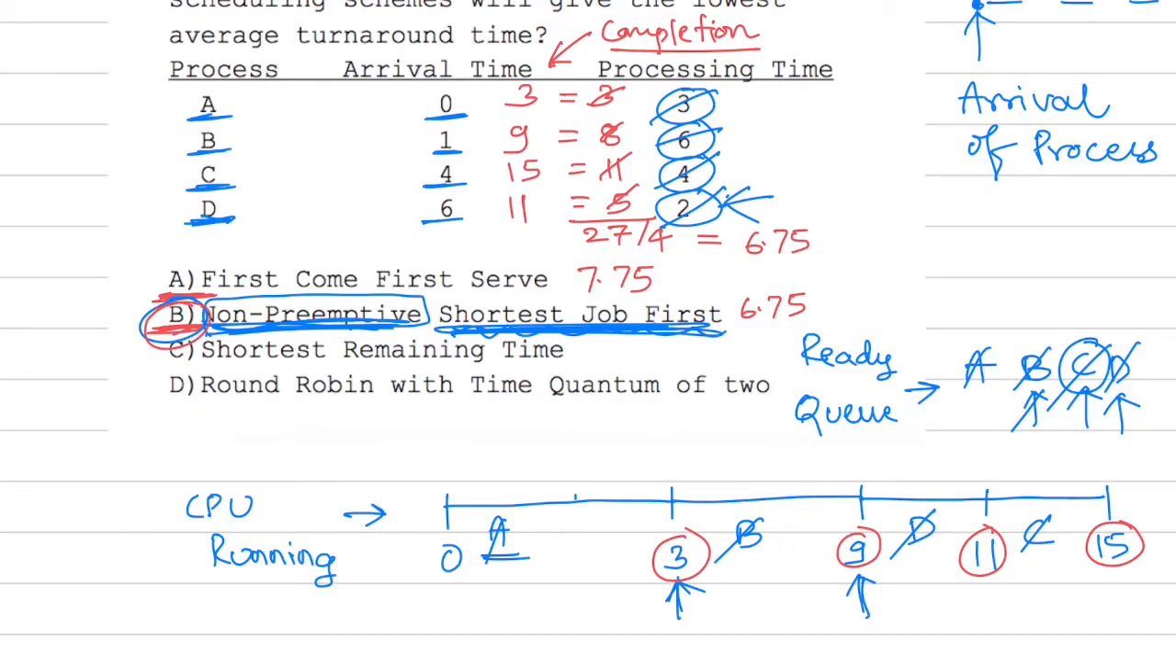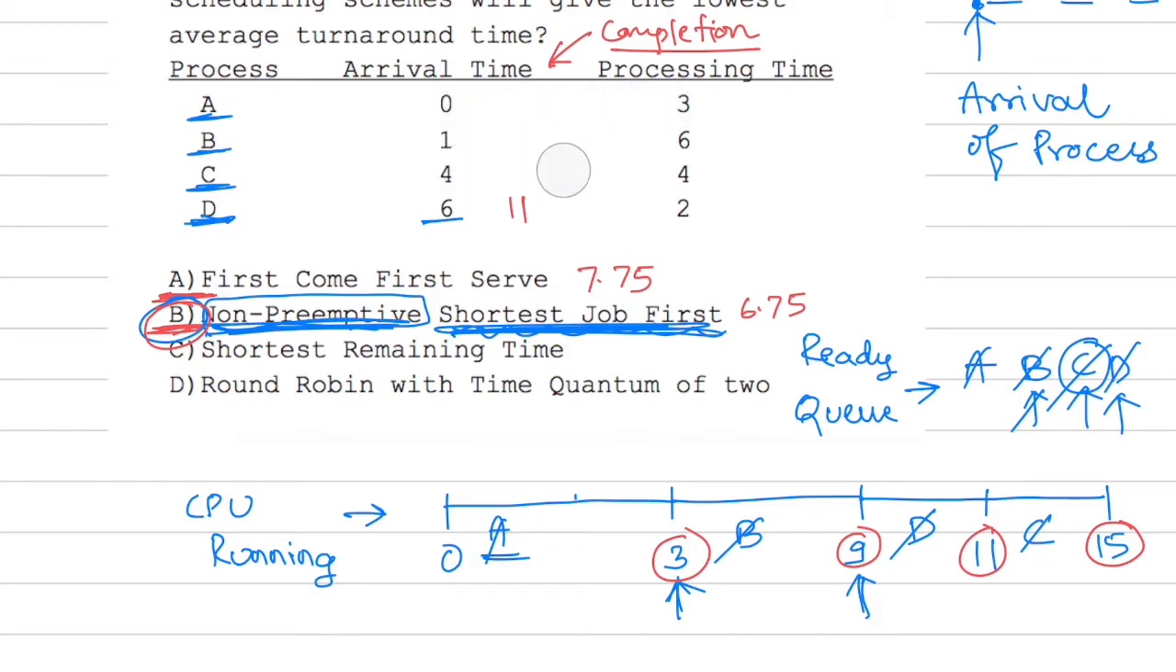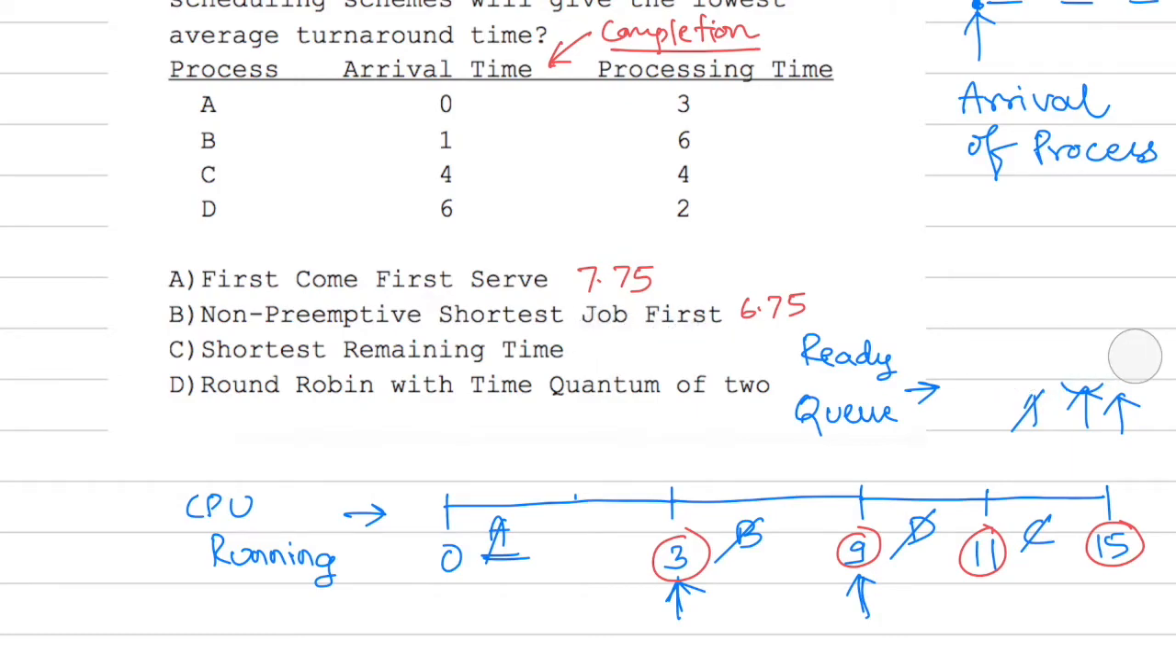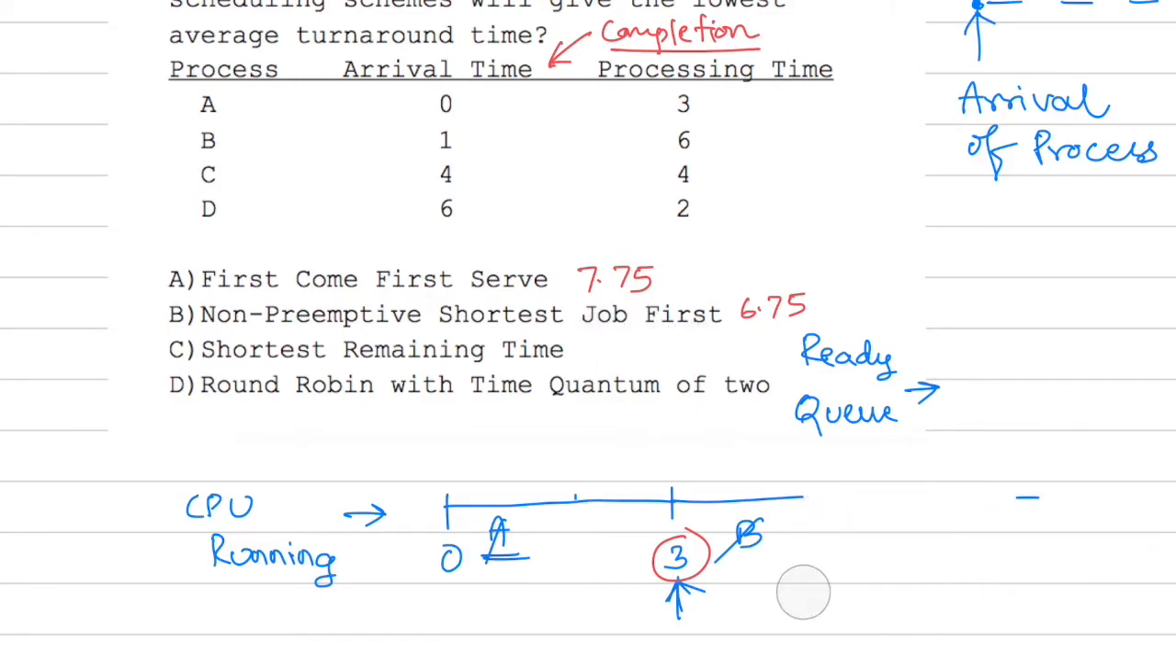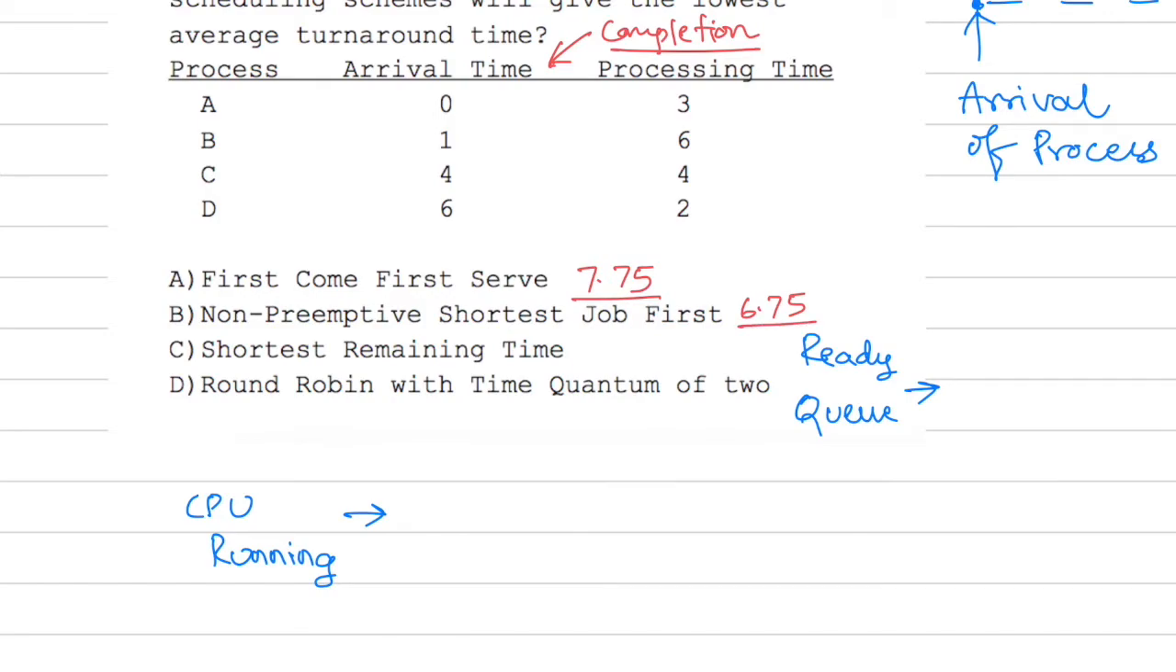Now once again let's clean this up because we need it later on for the next algorithm. Let's clean the ready queue, and let's also clean this CPU running. Okay, so we have two candidates, 7.75 and 6.75. Now let's see what happens with C, shortest remaining time first.